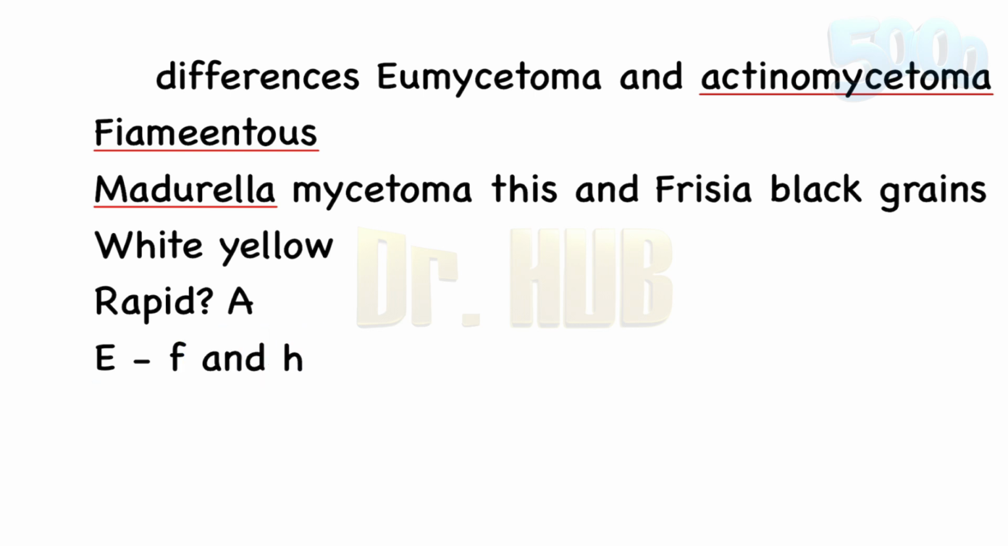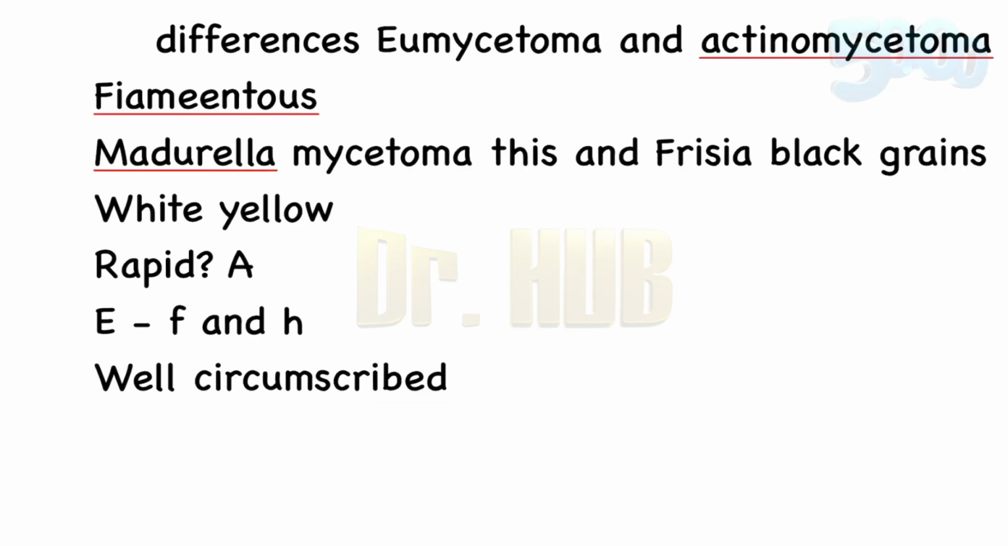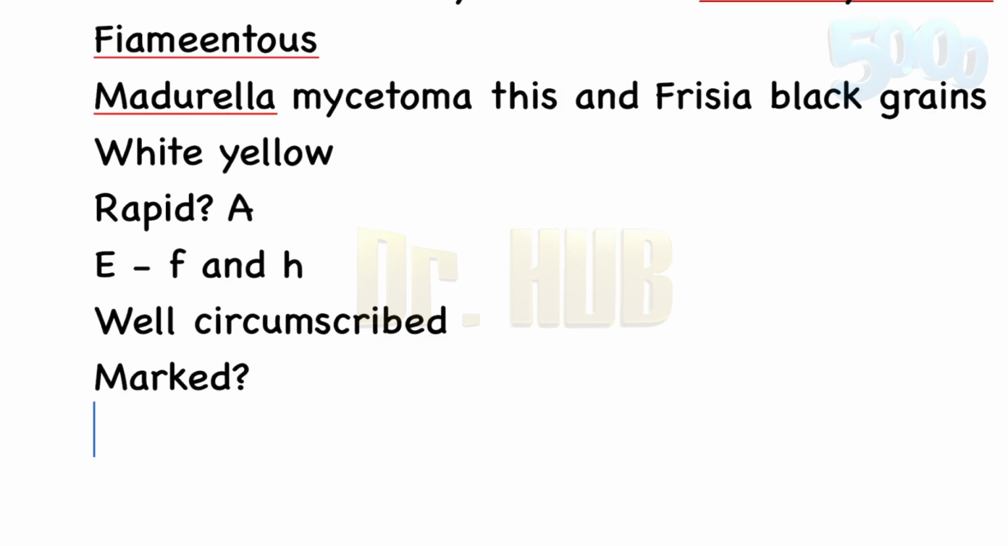Now swelling wise, the Eumycetoma is well circumscribed and marked in later stages. Next is Actinomycetoma. It is ill-defined and merges with the surrounding tissue. So tissue destruction is marked in later stages in Eumycetoma. Involvement of the bone is late in Eumycetoma, and early and extensive in the Actinomycetoma.